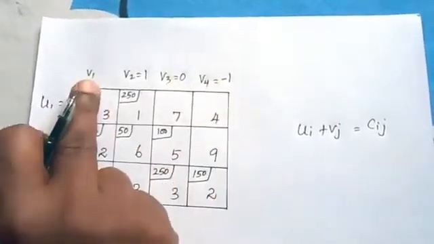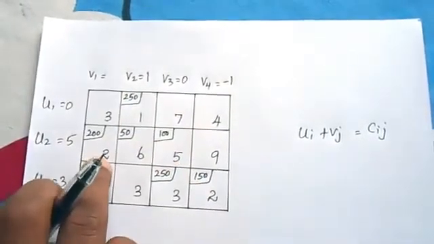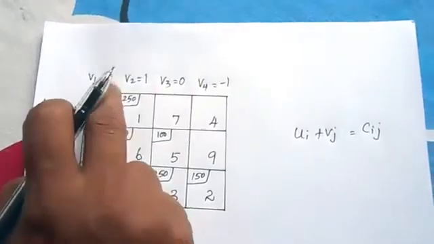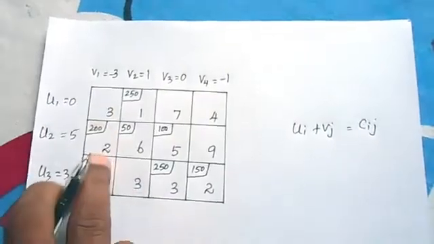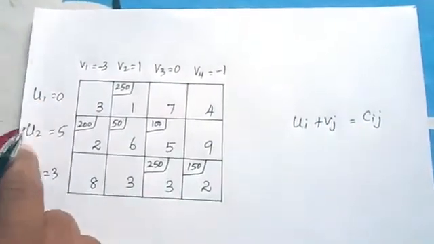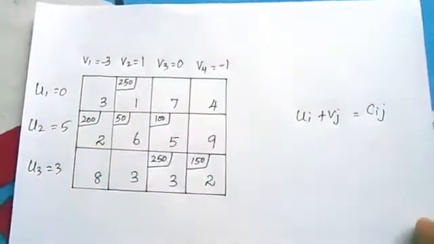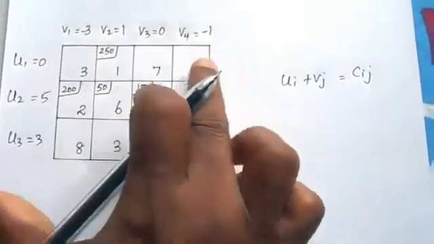Now we have to find the value for V1. So look at here. We need to get 2. What about U2? U2 is 5. Then what about V1? V1 will be minus 3. So 5 minus 3 is equal to 2. So with the help of this formula, we have got the values for U1, U2, U3 and V1, V2, V3 and V4. Now we need to find the penalties for non-allocated cells.